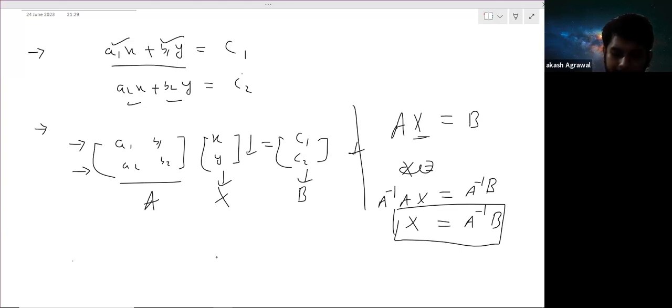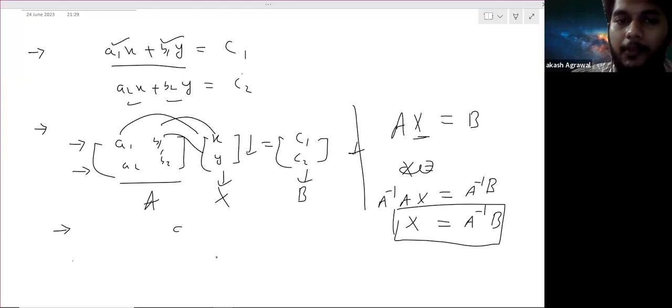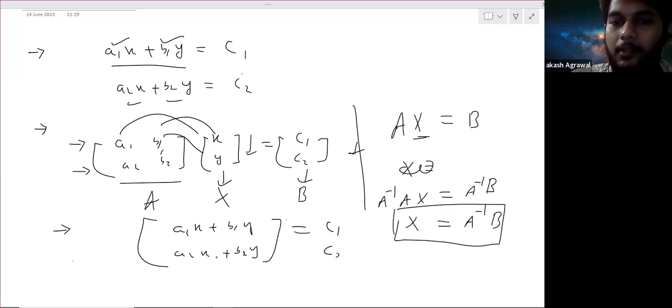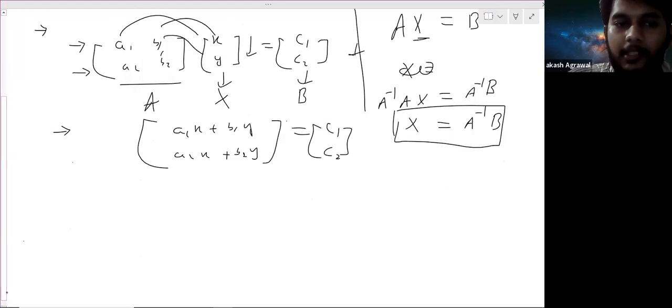Done. Yes, sir. Okay. How can I write like this? Because if you multiply these two matrices, you can see A1x plus B1y, and A2x plus B2y. So we are getting the same equations. So no issues there. This can be done for a 3x3 matrix also.